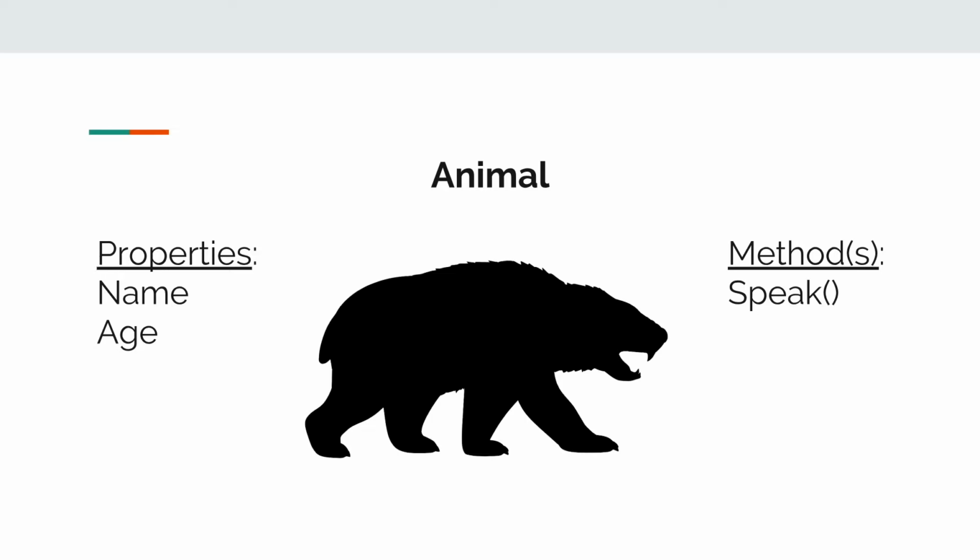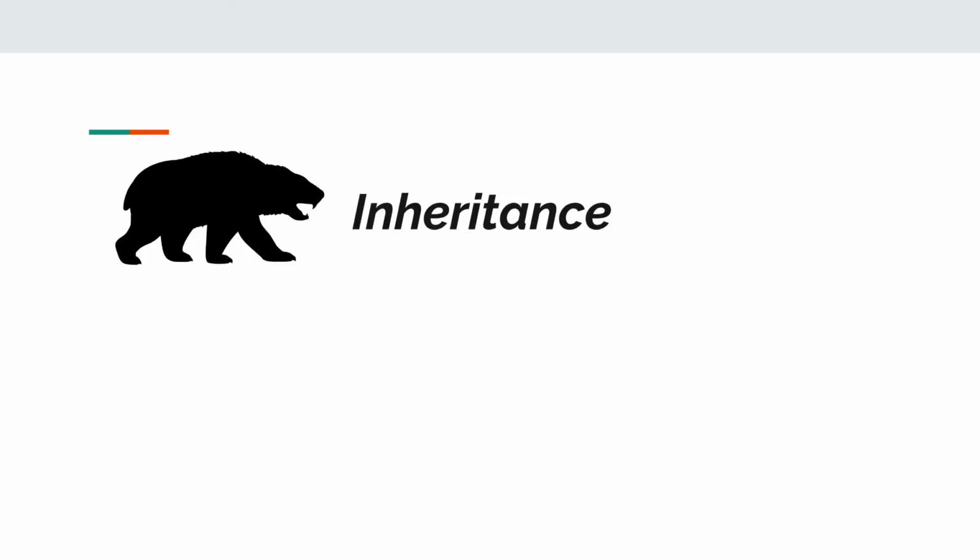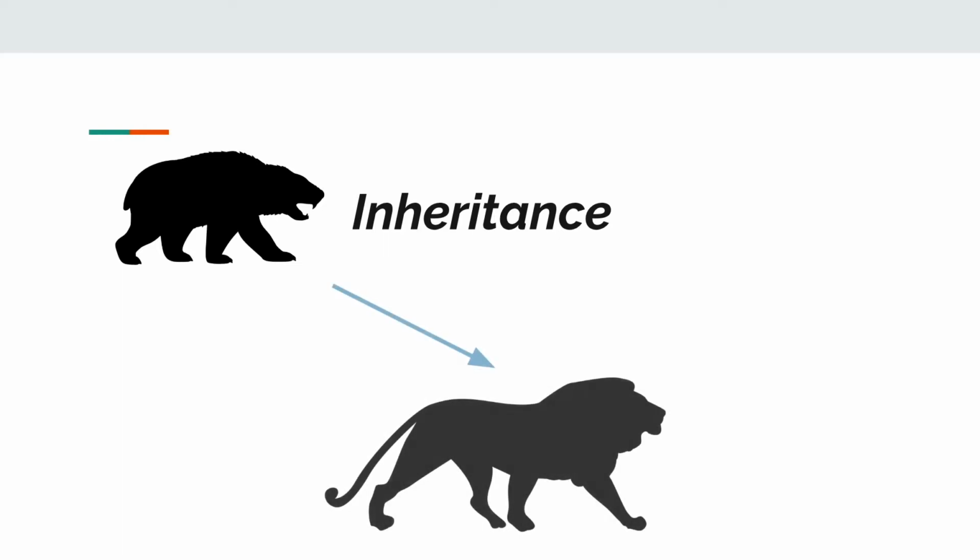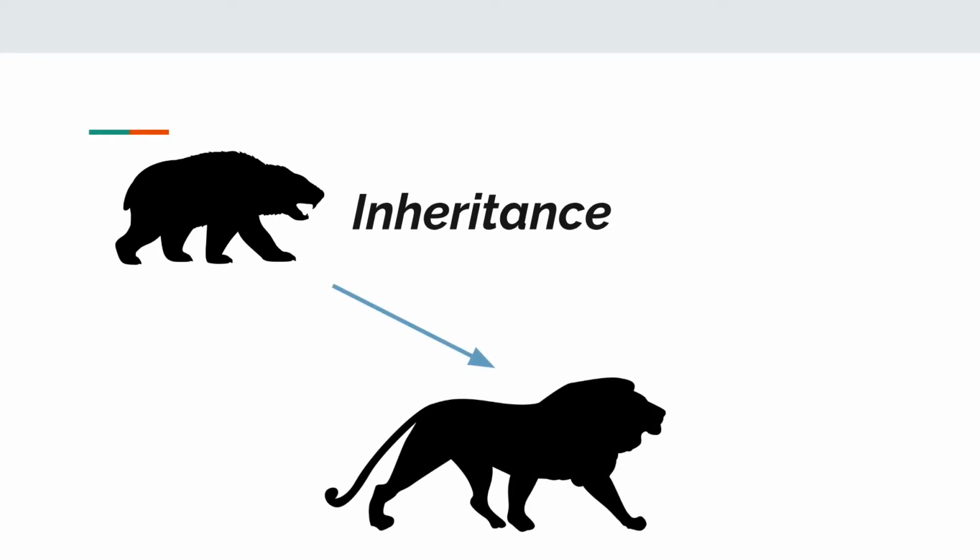The cool thing about classes is that they come with an inheritance pattern. Through inheritance, we can create new classes that are based on other existing classes. For example, there can be a lion class that is based on the animal class. The lion class bases itself on the animal class by using the extends keyword.